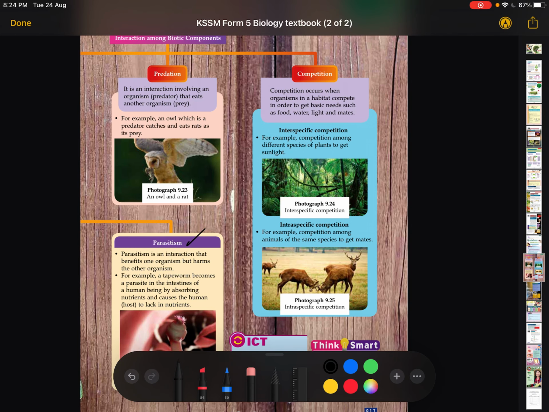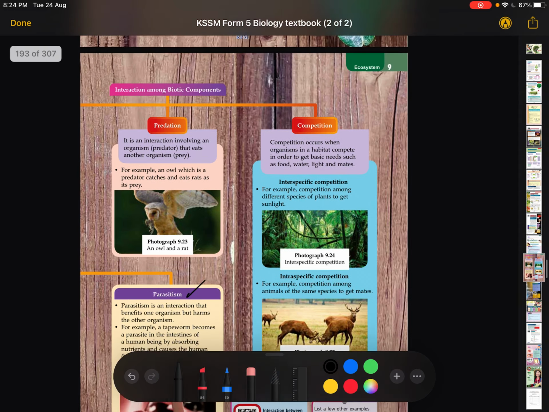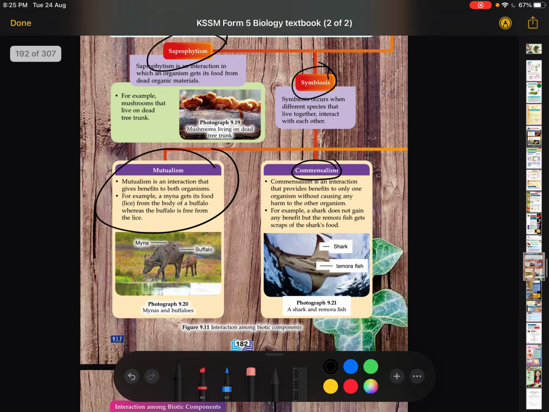Like for example, for plants, if under a canopy they compete to get sunlight, that is intraspecific competition. But if two animals want to mate and they fight, then there is interspecific competition.